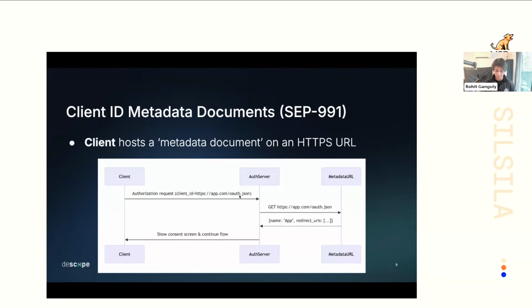What happens now is that the client gets its metadata document and passes that in as the client ID. Then the authorization server will go there and check the metadata. It will get all of the different values, for example, the name, the redirect URIs, and so on. And then it will initiate that consent screen depending on what it sees.